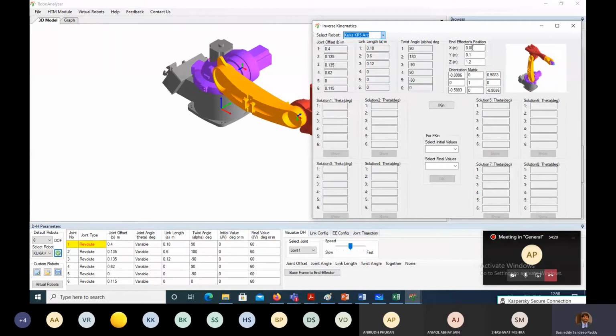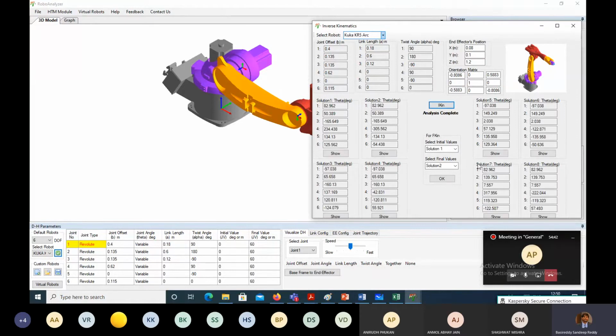Right, so these are some values that they have loaded, default values. You can change them if you want. On the right hand side, end effector position X, Y, Z, and the orientation matrix. These terms we know, they are given. So there you can see solution 1, solution 2, 3, 4, 5, 6, 7 and 8. If you just click this inverse kinematics icon button, you will get all the 8 solutions for this particular set of values of X, Y, Z and so on.